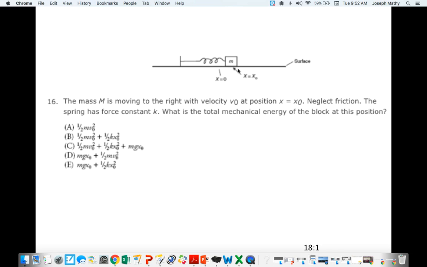B. Hey, I like what you're thinking. Ben says it's 1/2 mv squared plus 1/2 kx squared. Absolutely it is. So nice job.